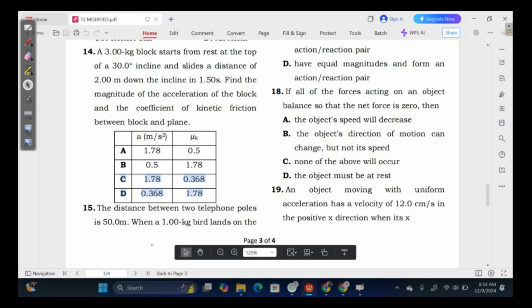So 14 is saying the distance between the two telephone poles is 50. Let me just do this. So we have got these two poles, then we have got a string here. So the distance there is 50 meters, the distance from this point to that point.